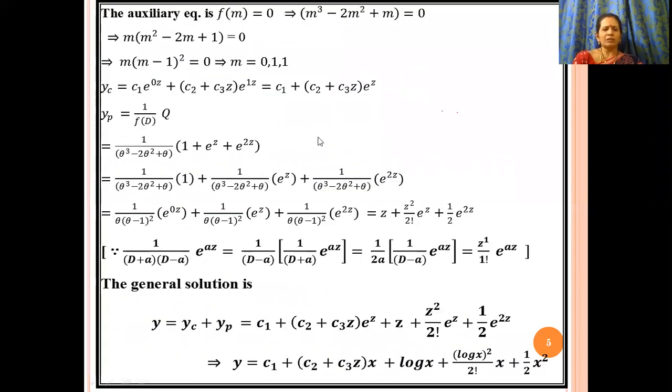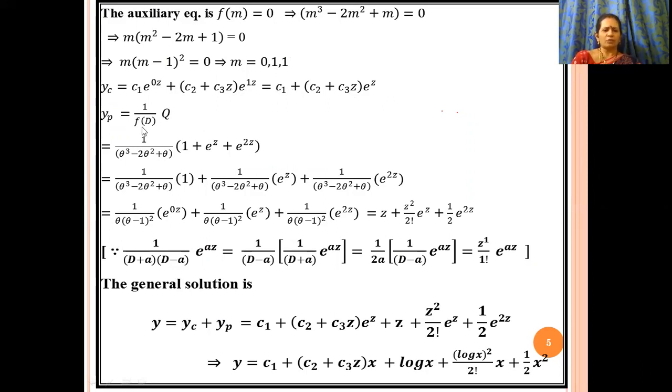After applying the Cauchy-Euler transformation, we have to find the auxiliary equation f of m equals 0. This is a third degree equation, so we will get 3 roots. Using the trial and error method or the synthetic division method, we find the roots. The m values are 0, 1, 1: 1 is repeated twice and 0 is an independent root. For the independent root, the formula is c1 into e power az. For the repeated roots, it is c2 plus c3 z into e power bz. So the b value is 1. So this is the y c, the complementary function.